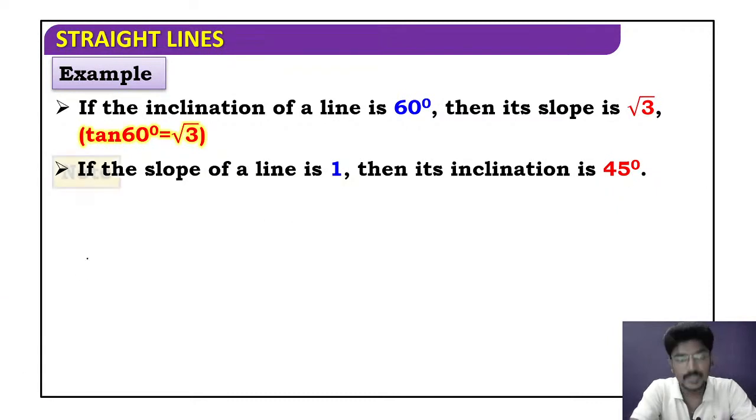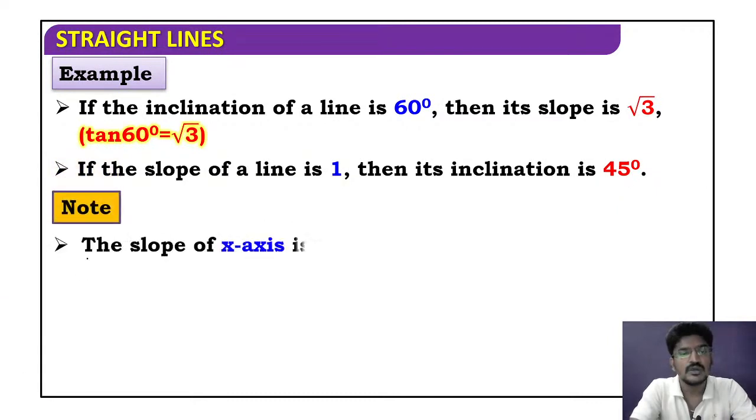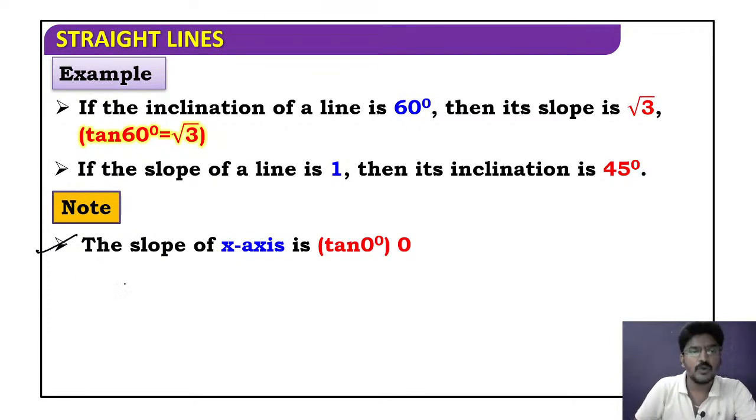Okay. The slope of x-axis is 0. Slope of x-axis is 0. So see this, very important. Slope of x-axis is 0. Can you tell me why slope of x-axis is 0?